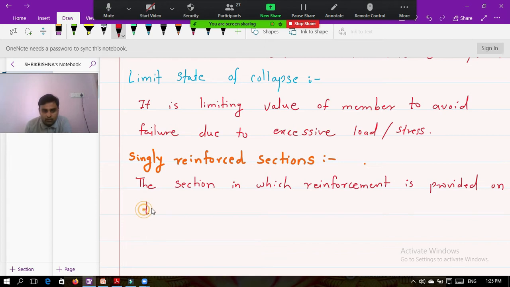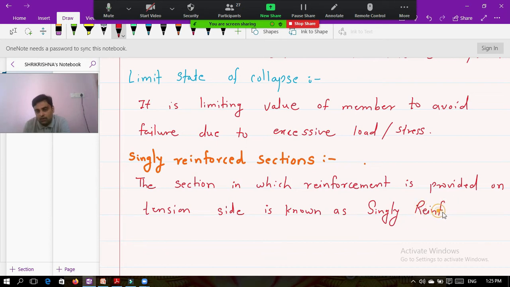On the tension side is known as singly reinforced section.